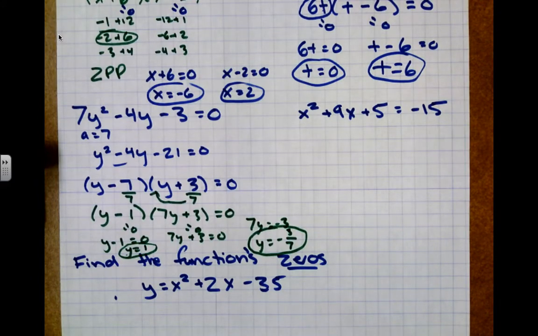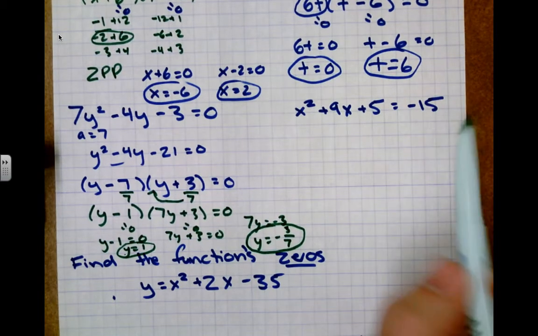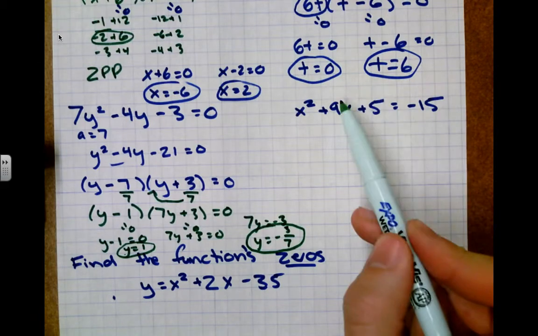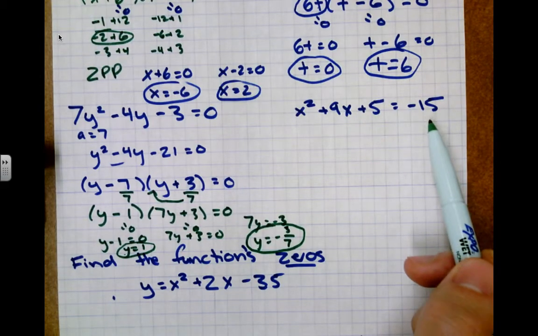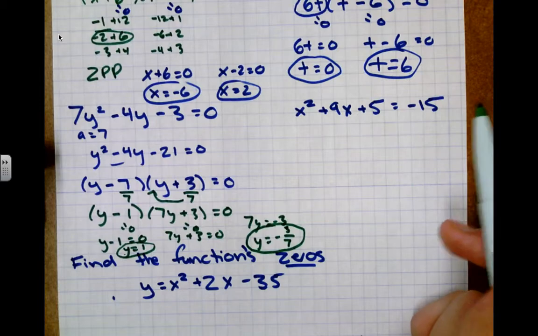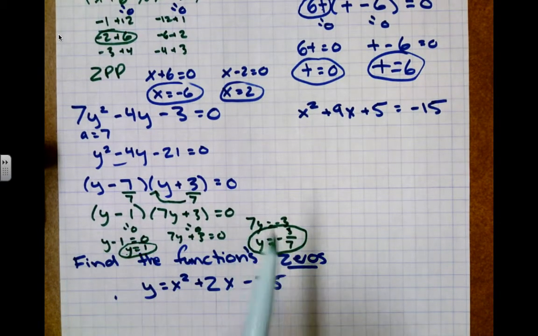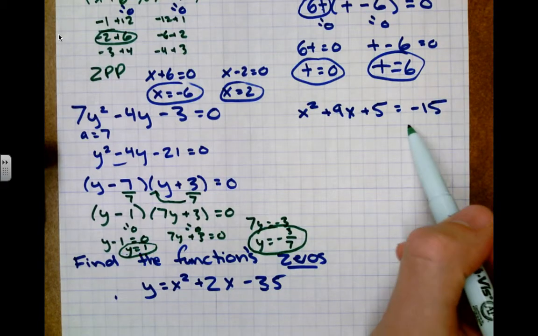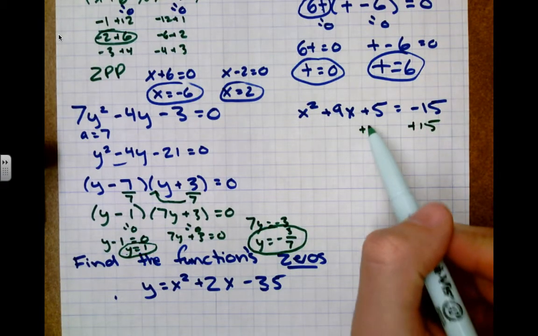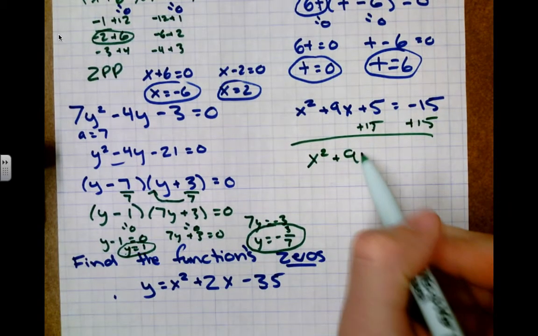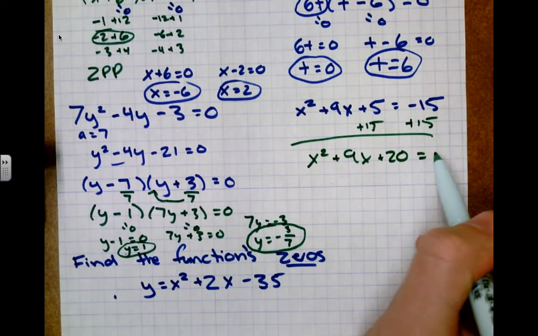Now, the last one. The issue here is the only way we could use the zero product property is if we have everything on the same side and we set it equal to 0. Hence the name. If it's set equal to 0, then I can set the parts on the left-hand side equal to 0 and solve. So the first step I have to do is add 15 to both sides. I would have x squared plus 9x plus 20 equals 0.